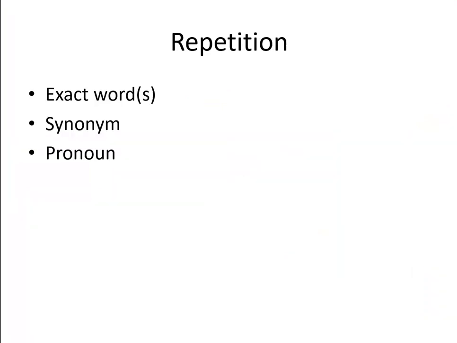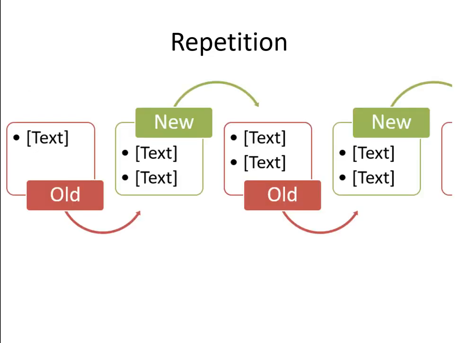In academic writing, the general rule is to repeat the exact term in these old-new linkages, whereas in more popular writing, synonyms tend to be preferred. In both academic and popular writing, pronouns can be used to imply repetition in this old-new chain.